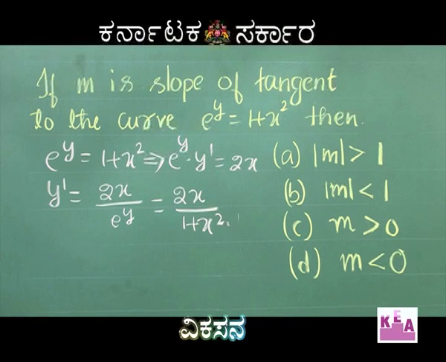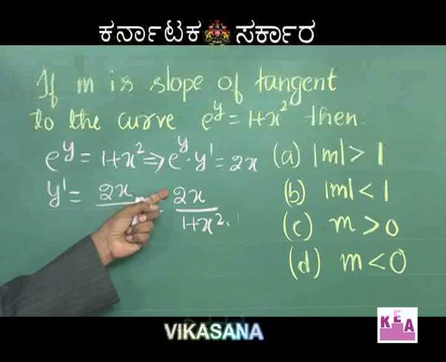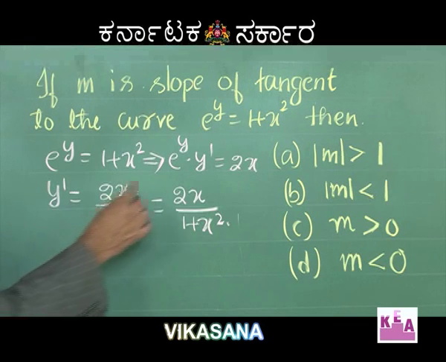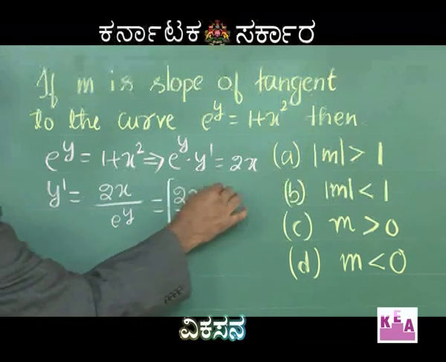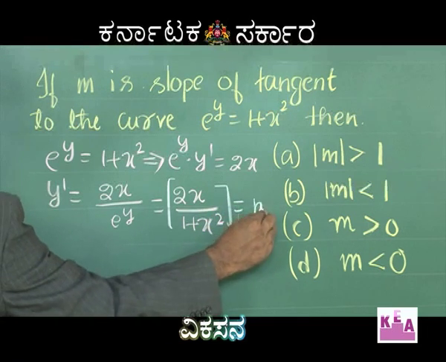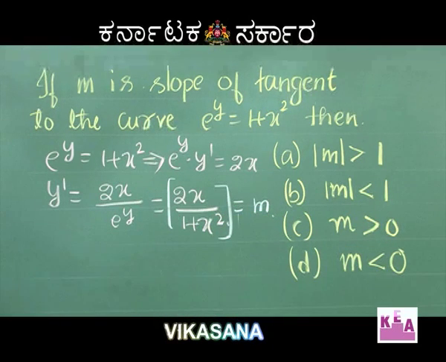Now, dear students, can we talk about 2x by 1 plus x square? 2x divided by 1 plus x square, this is a function. And I'll call this m because m is equal to dy by dx. Now, the value of m is decided by 2x by 1 plus x square. Can you relate 2x and 1 plus x square? Concentrate properly. Look at this.